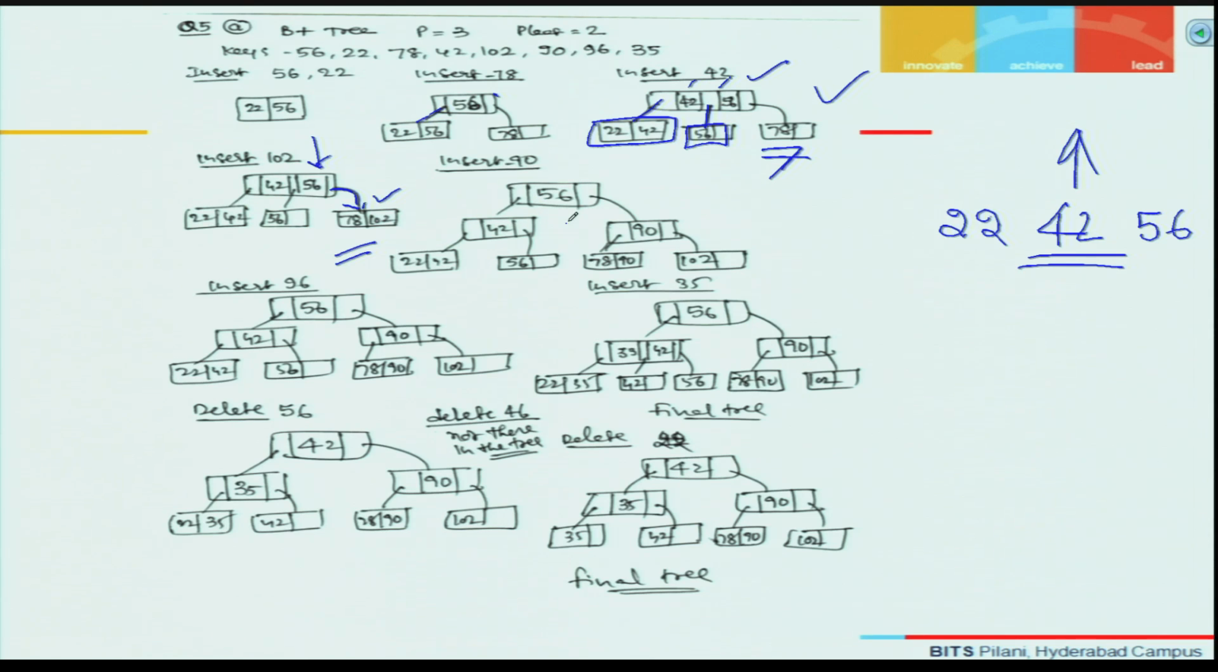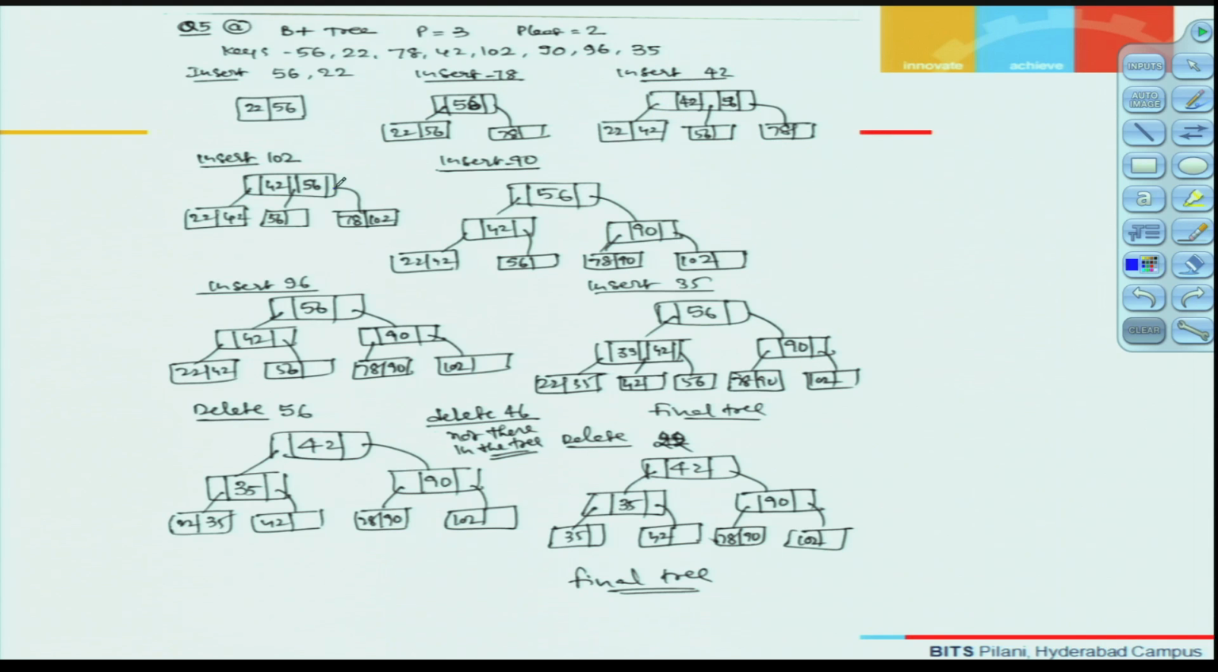Now when I try to insert 90, where should 90 go? 90 is greater than 56, I will go here, and 90 should get into this leaf bucket, but unfortunately there is no space available, it is already full. Now write the sequence of the new key value and the existing key values in ascending order: 78, 90 and 102. Which is the middle value? 90 is the middle value. Now take 90 to the next higher level, and try whether you can accommodate it there or not.